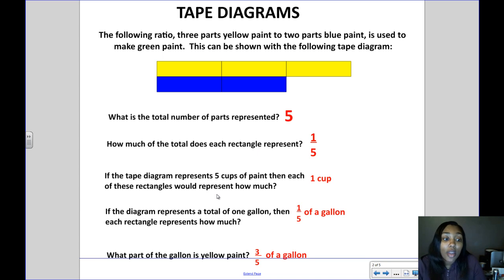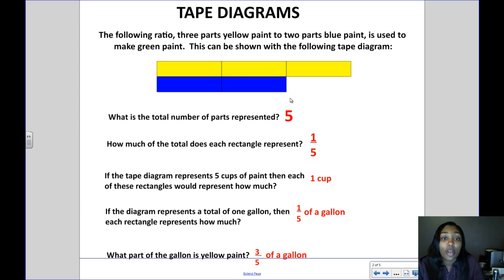And how much of the total does each rectangle represent? It's 1/5. Now if the tape diagram shows 5 cups of paint, then each of these rectangles would represent how much? Well, if together these represent 5 cups, then each rectangle would have to be 1 cup. And if the diagram represented a total of 1 whole gallon, then each part would be 1/5 of a gallon. So what part of the gallon is yellow paint? Because it's 3 of the rectangles, the yellow paint is 3/5 of a gallon.